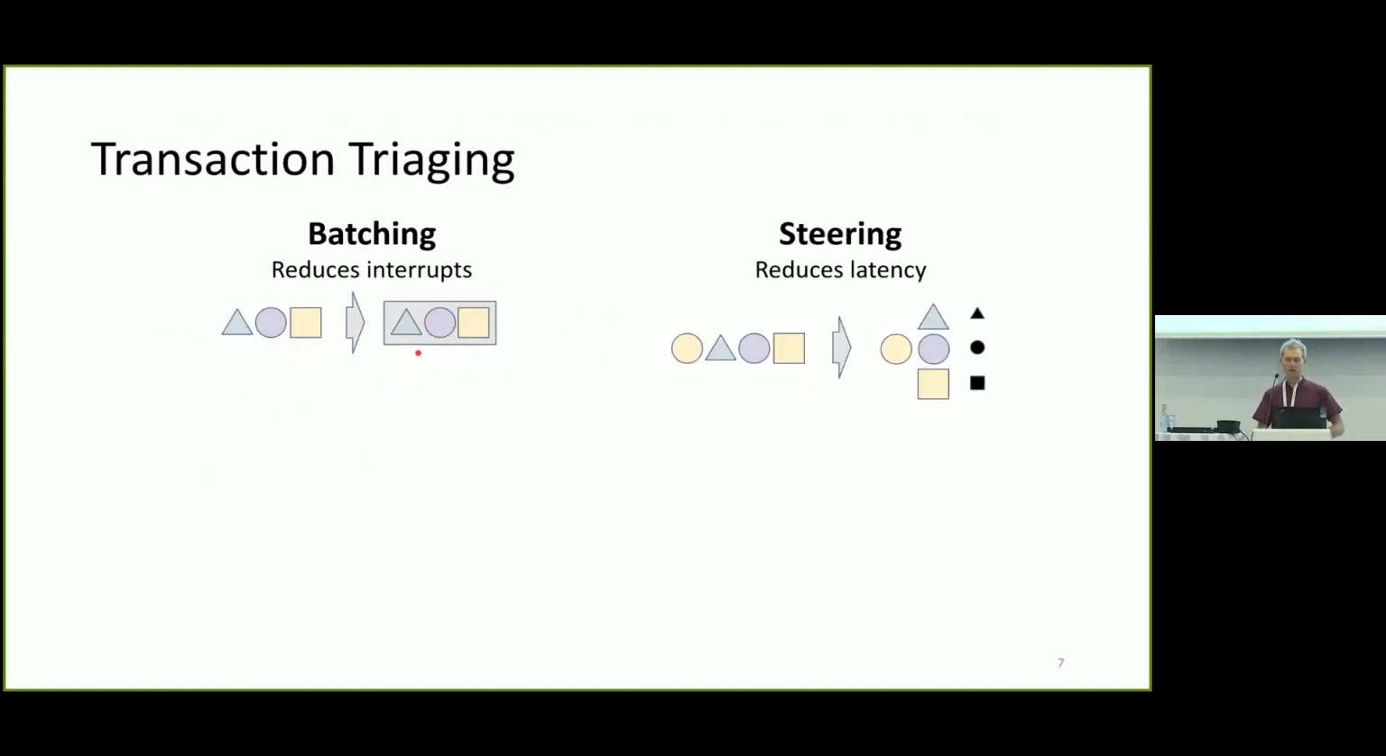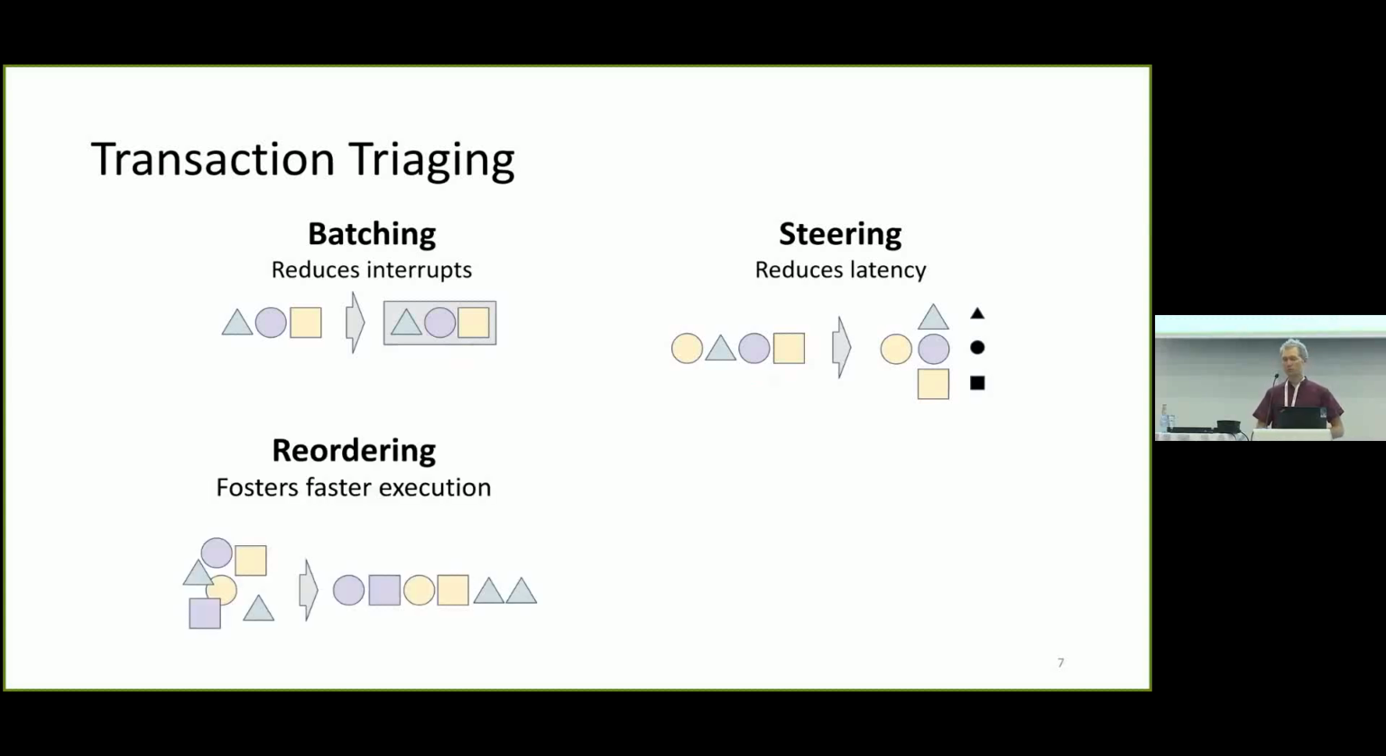We can also steer transactions to the right database core. So this reduces the latency because each transaction goes directly to the core which is going to execute it. We can reorder transactions. So transactions that have an affinity for each other, for example, transactions of the same type, here in the same color, are executed together. And this improves cache efficiency, cache use.